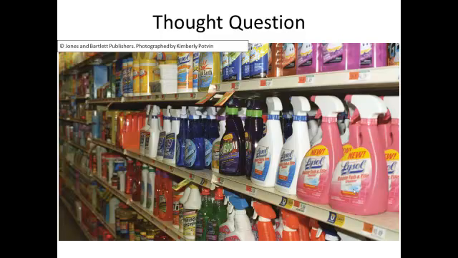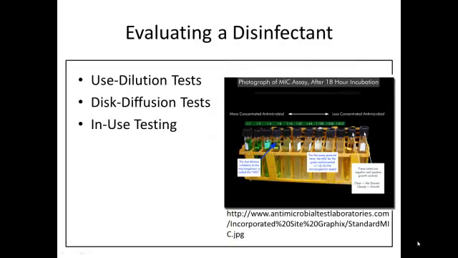As we go through this portion of the chapter, you're going to be learning about how effective different active ingredients are, and this will enable you to be better able to pick the proper chemical control method for what you're trying to do. Now let's talk about how we evaluate a disinfectant.